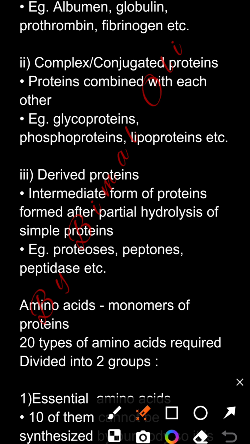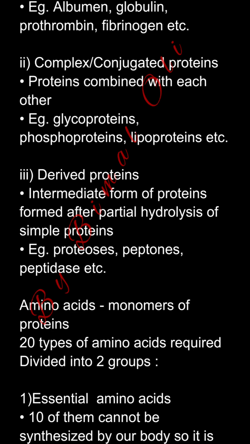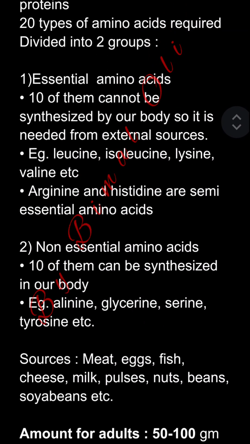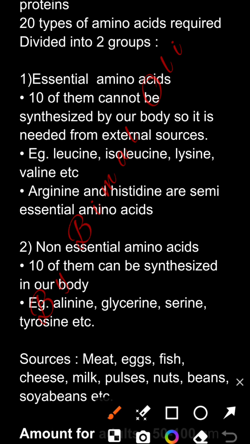There are mainly 20 types of amino acids required for our body, which are divided into two groups, that is essential amino acids and non-essential amino acids. First of all, essential amino acids. Out of 20, 10 of them cannot be synthesized by our body, so they are needed from an external source. Examples of essential amino acids are leucine, isoleucine, lysine, valine, etc.